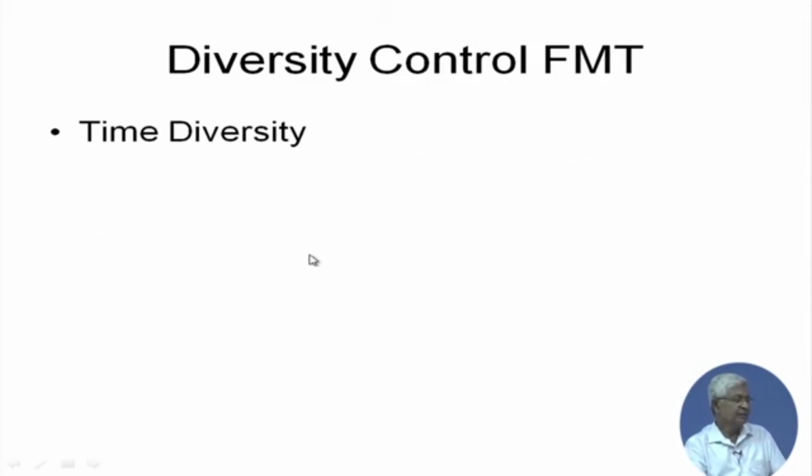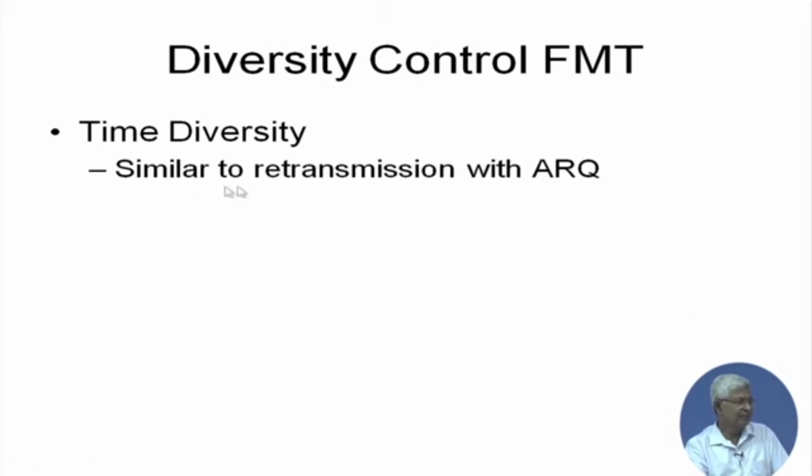Now the other technique is time diversity. Time diversity means something similar to retransmission with automatic repeat request, which is at a higher layer. What we do, that is the data link control layer.